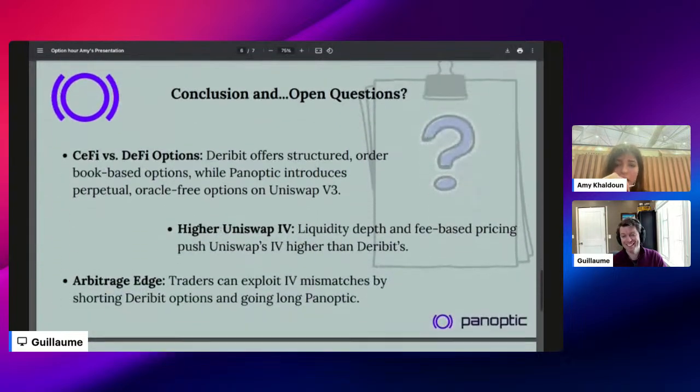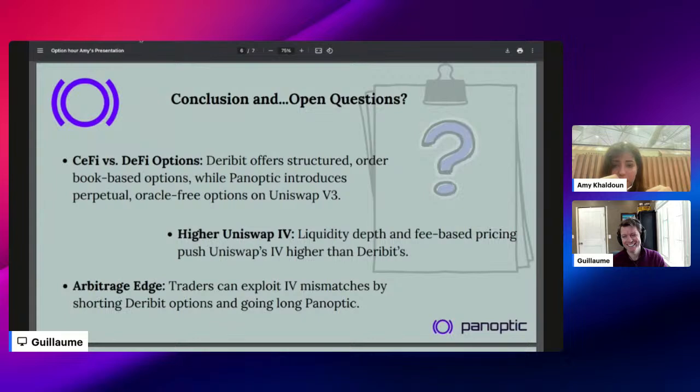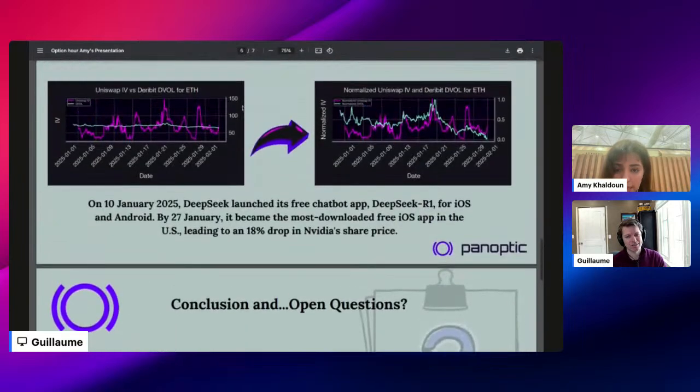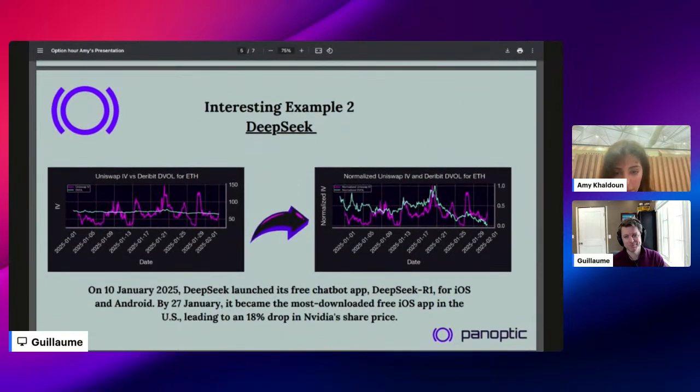If we can go back to the previous slide, I think I said increase on the 10th. I meant on the 27th of January, not the 10th. Obviously, on the 10th there's a decrease.